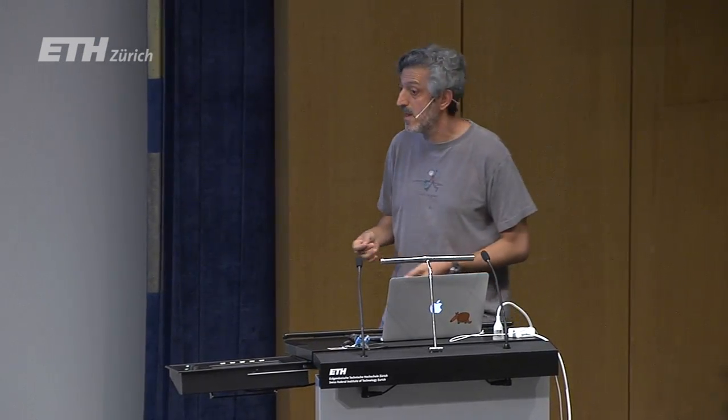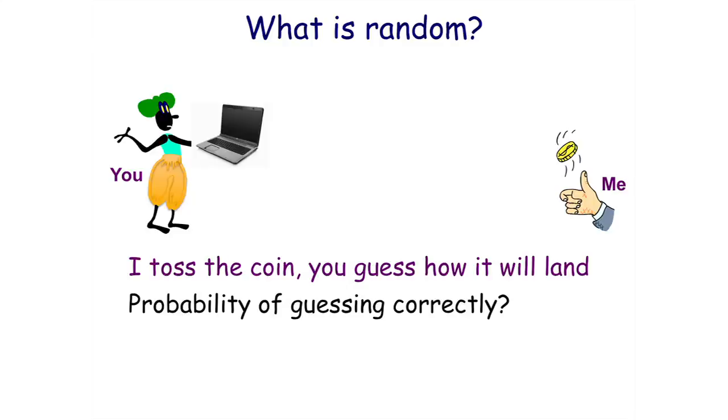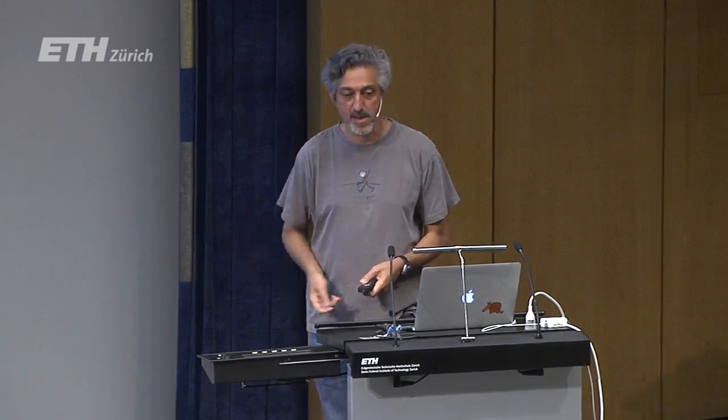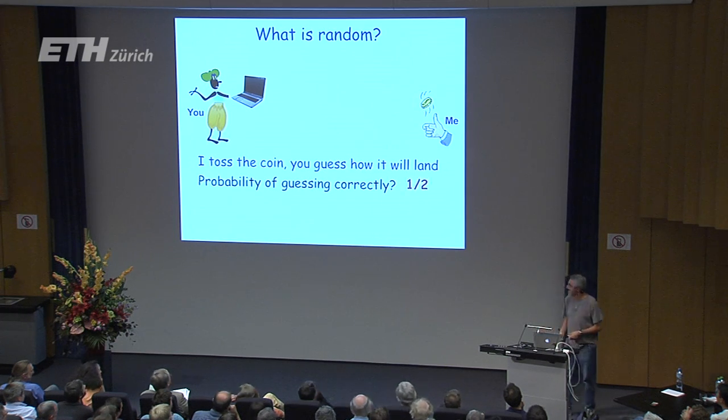Just change the game a little bit. I'm going to give Matthias a laptop. I mean, I can't give you the laptop. Imagine you had a laptop and we were playing the same game. What do you think is the probability you'll succeed in guessing the outcome? 50%. I think so too. I mean, if anybody objects.